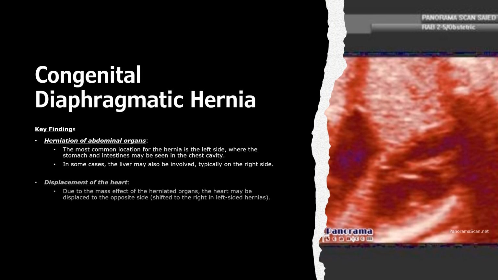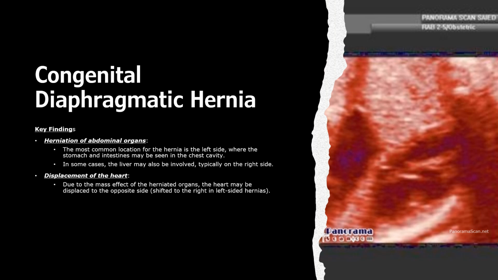Another important sign is the displacement of the heart due to the mass effect of the herniated organs. The heart may be shifted to the opposite side, which in the case of left-sided hernias means the heart will be pushed towards the right. Additionally, the absence of normal diaphragmatic contour is often visible. The diaphragm may appear either absent or abnormally thin in the affected area, highlighting the location of the defect.